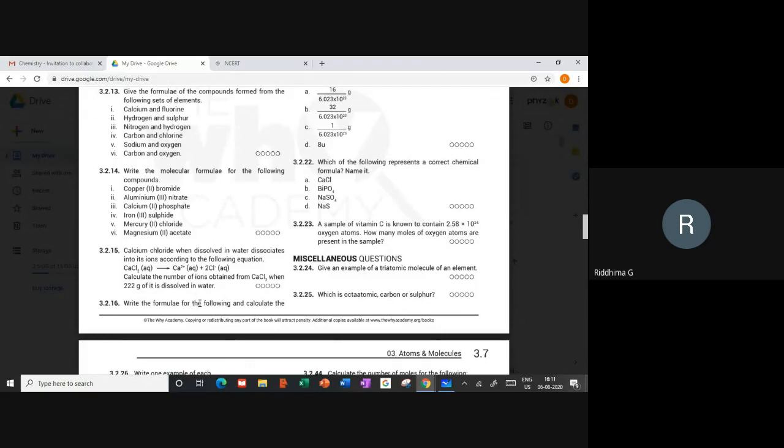Anybody want to try? Yes, I have a way of solving this sum. CaCl2 has 1 mole, Ca has 1 mole, and Cl has 2.